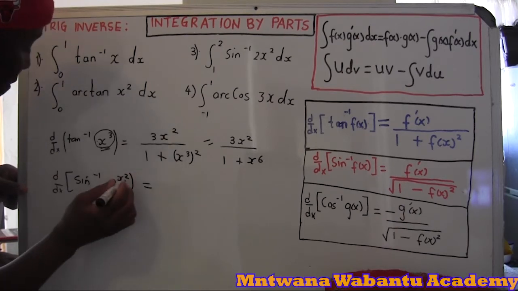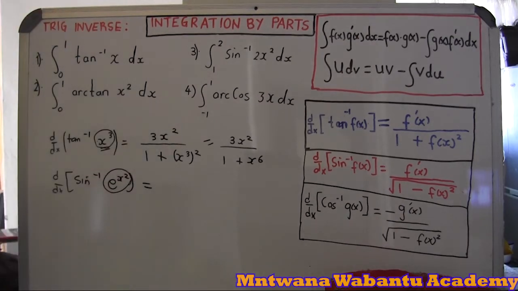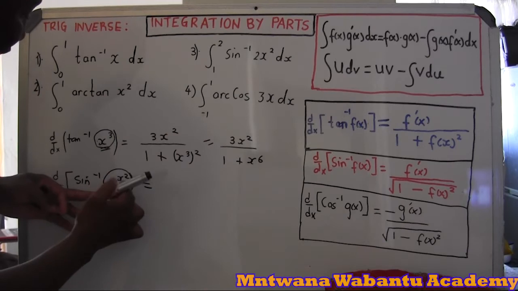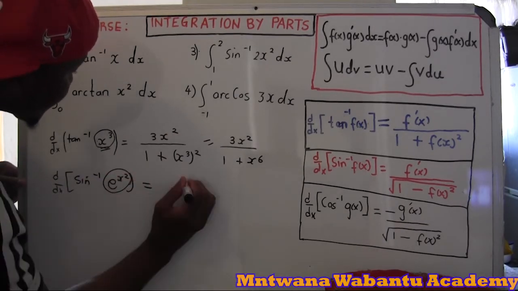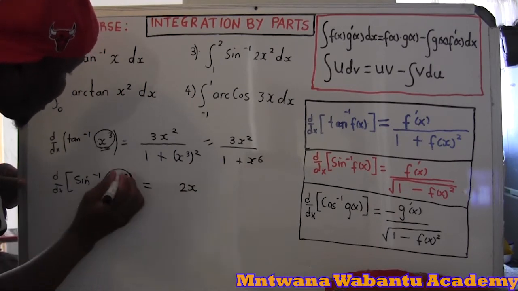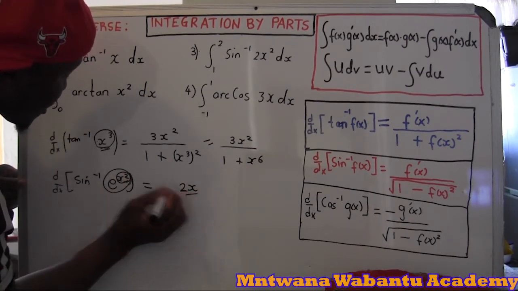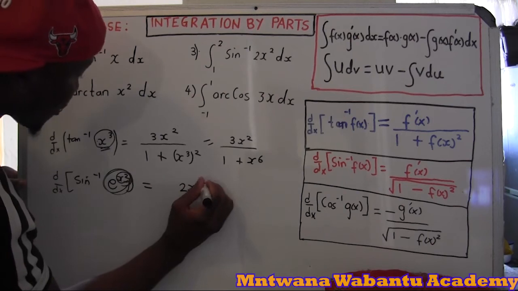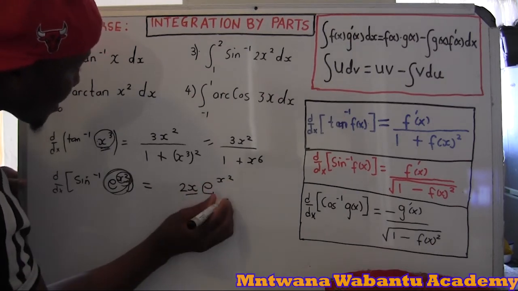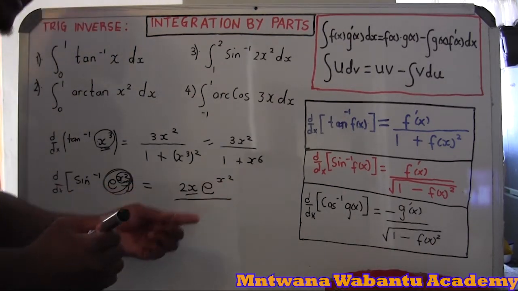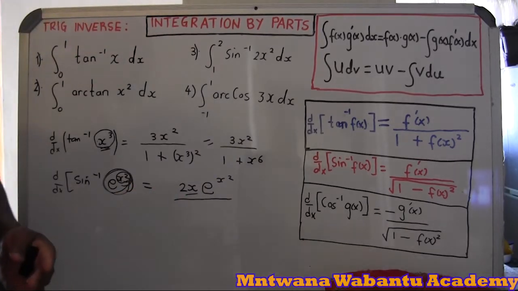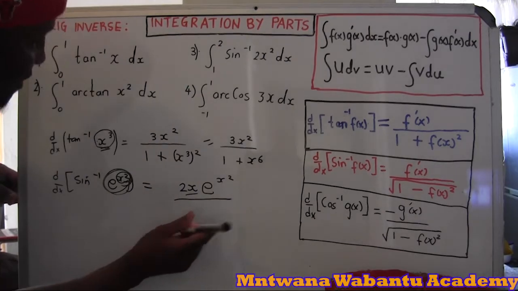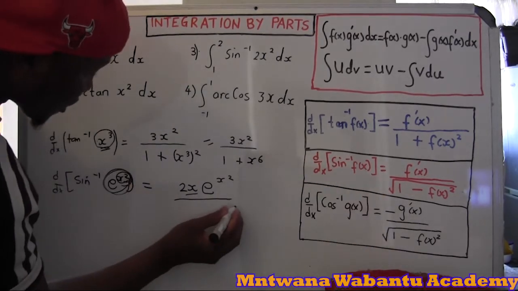What you do is differentiate the function which is in here. When you differentiate this, it's going to give us 2x. You take this one, differentiate, it gives you 2x, and then write exactly e to the x squared. If you don't know this part, go to my previous video on differentiation of exponential functions. And then for the sine it's going to be a square root.